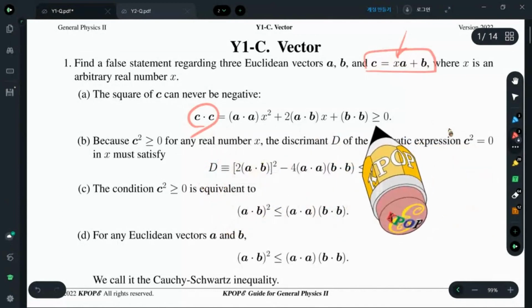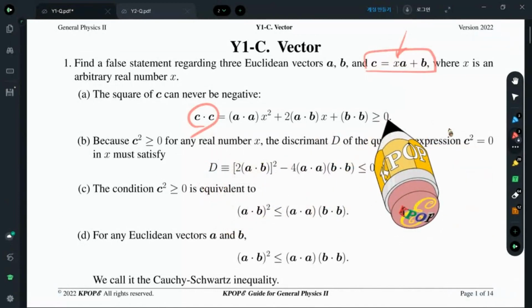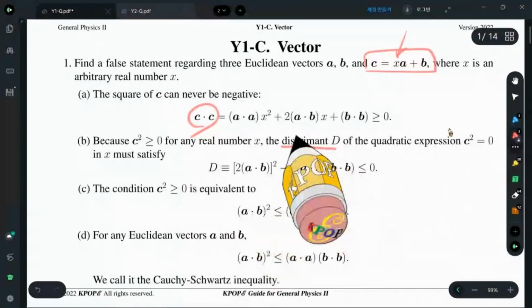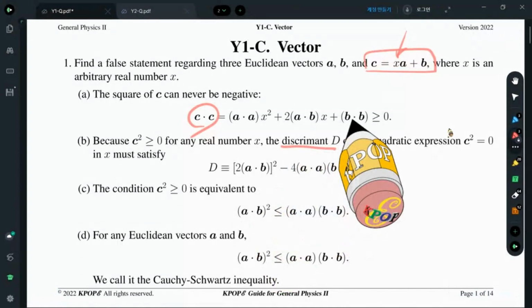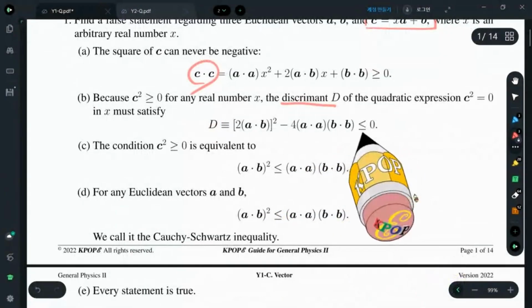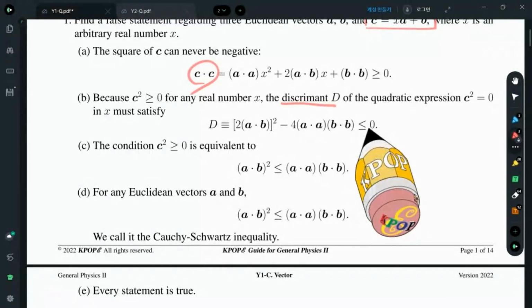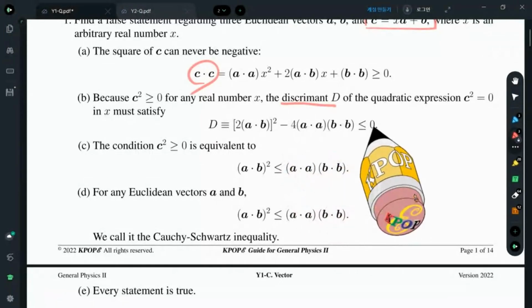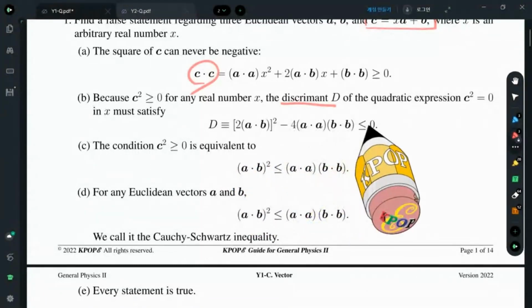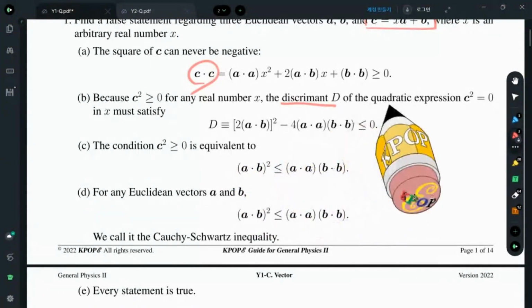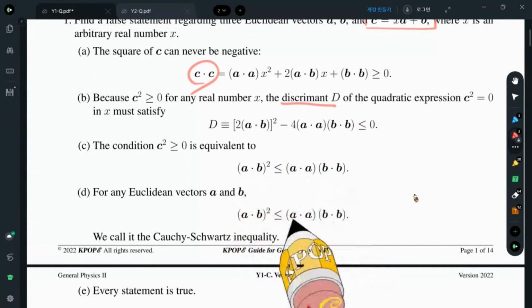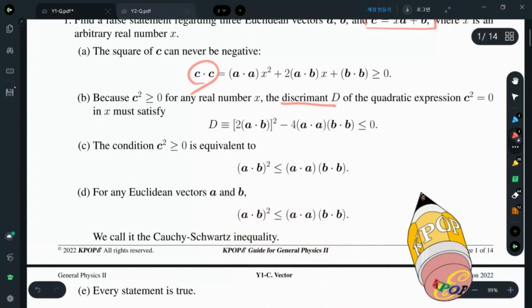So according to this inequality, we expect that the discriminant of this quadratic expression must be less than or equal to 0. According to this, we divide this by a factor of 4 and move the second term to the right-hand side, then you will find this expression. This is called the Cauchy-Schwarz inequality.